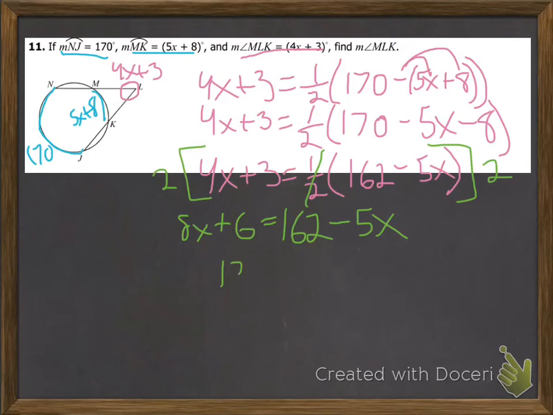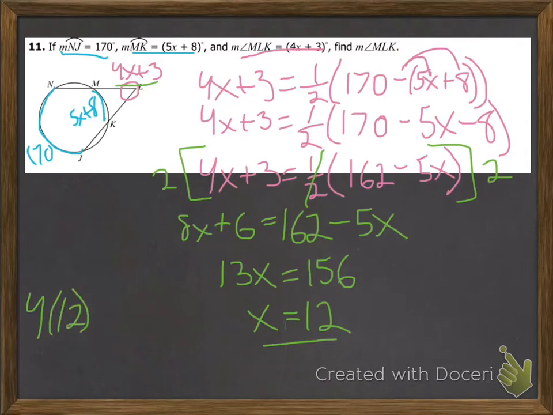So now same thing, combine all your like terms. So now I have 13x, and then that is going to be equal to 156 when you subtract. And then divide by 13, and your x is going to be equal to 12. But we're not done yet, because now we have to take this 12 and plug it in to the 4x plus 3. So our final answer is going to be 4 times 12 plus 3, and then when you solve for that, you're going to get 51 degrees. That's our final answer.